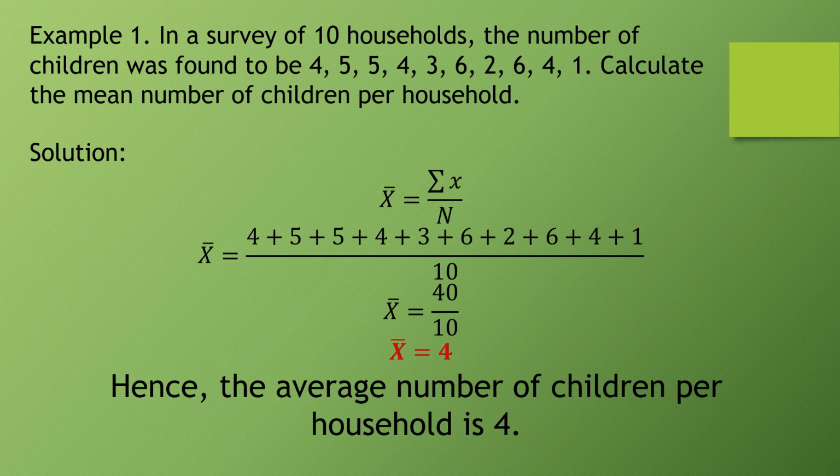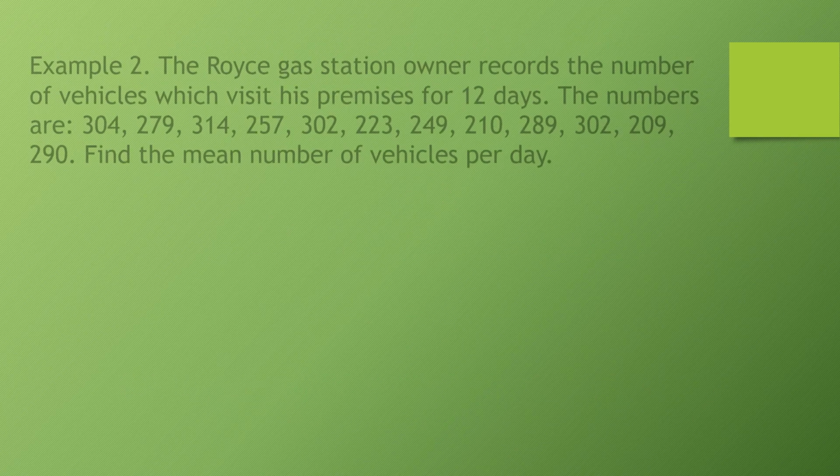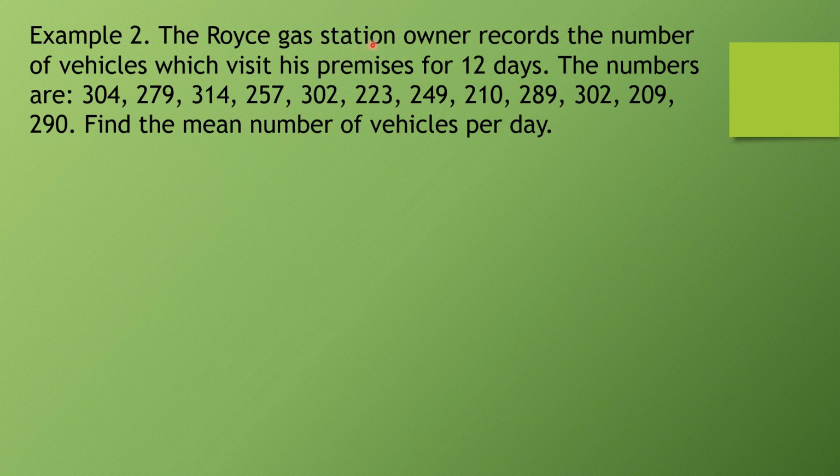Now let's have example number 2. The Royce gas station owner records the number of vehicles which visit his premises for 12 days. The numbers are 304, 279, 314, 257, 302, 223, 249, 210, 289, 302, 209, and 290. Find the mean number of vehicles per day.